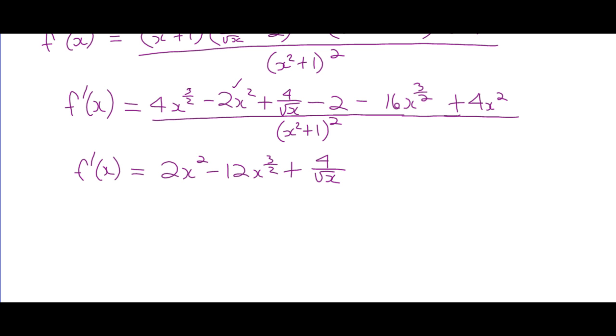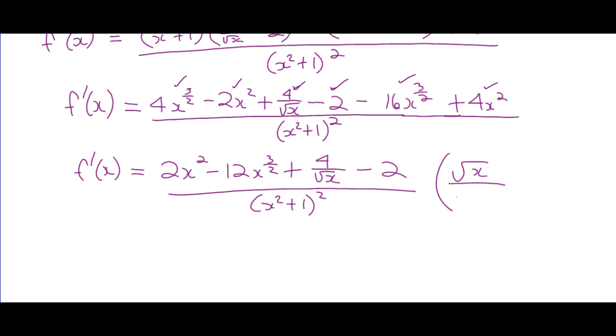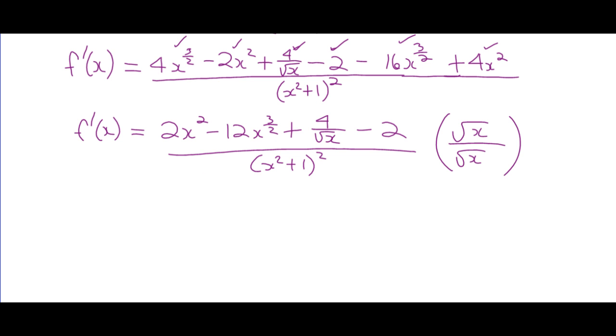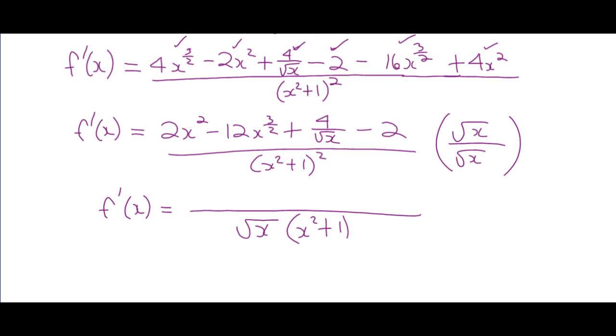Okay, so I've got an x squared, doing these guys, got this, minus 2. So to get rid of the root x in the top, we're going to multiply by root x over root x. So f prime of x. Let's do the denominator first. We're going to have root x times x squared plus 1, squared. And up here, this is 4 halves times 1 half, right? So it'll be 2x to the 5 halves minus 12x squared plus 4 minus 2 root x.